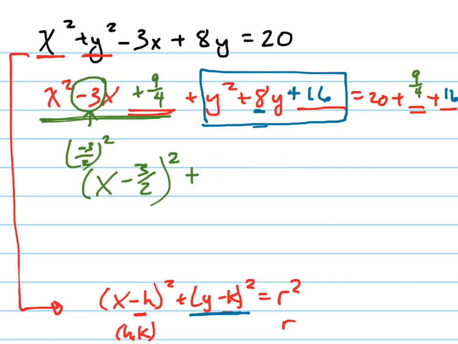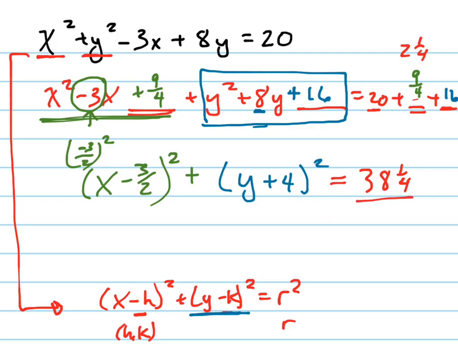Let me clean this up so it looks nicer. So this is (y plus 4) squared, and that all equals 20 plus 12 is 32 plus, I'm just going to convert this to 2 1/4. So that's 36, 37, 38 1/4. 38 1/4. That's your answer. Oh, I'm sorry. That's your radius squared. And then you need to find the square root of it. And to find the square root of that is just the next thing that you'll have to do. So let's do that.